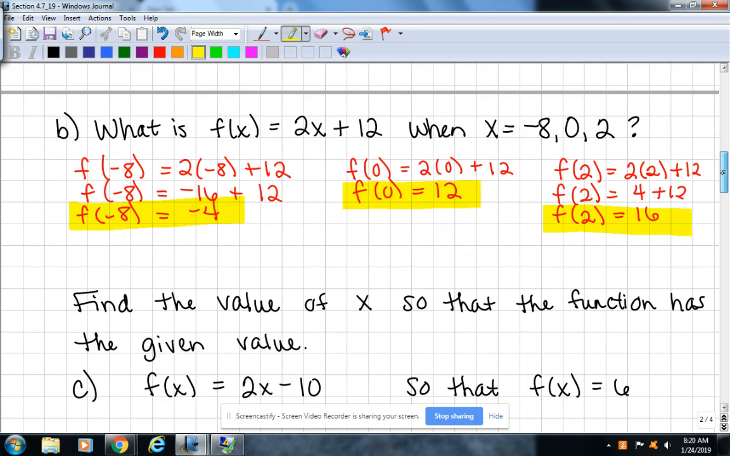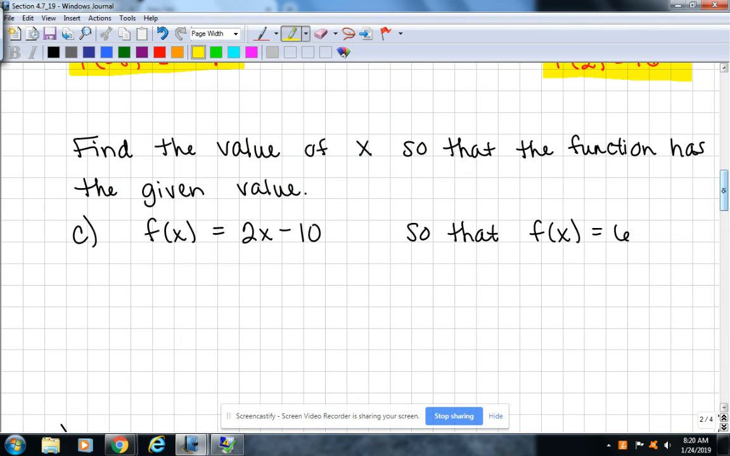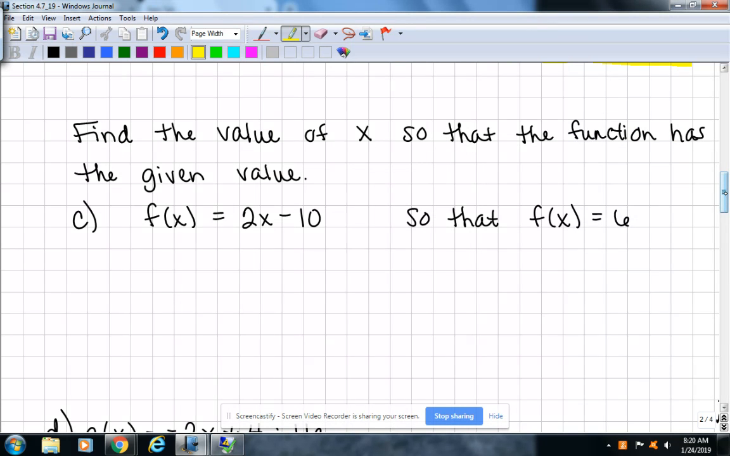Okay. Now we're going to find something different. It says, find the value of x so that the function has the given value. So just a second ago, they gave me my x's to plug in, correct? This time they're not giving us x. We have to figure out what x makes the function equal to this number. How do you think we do that?